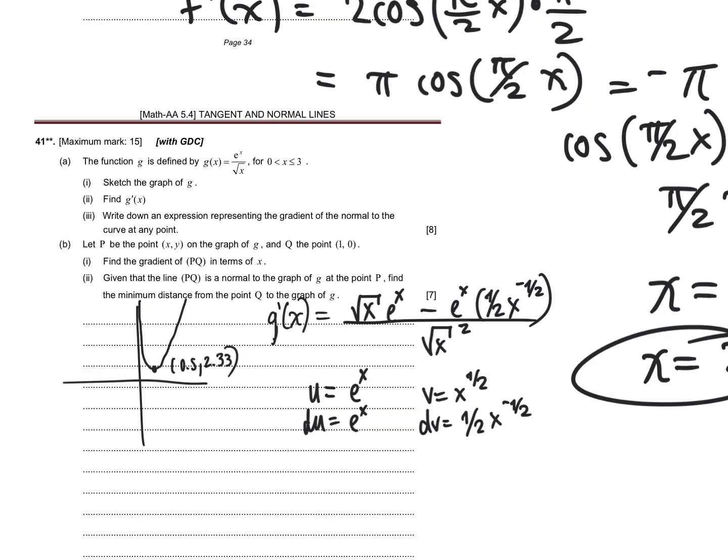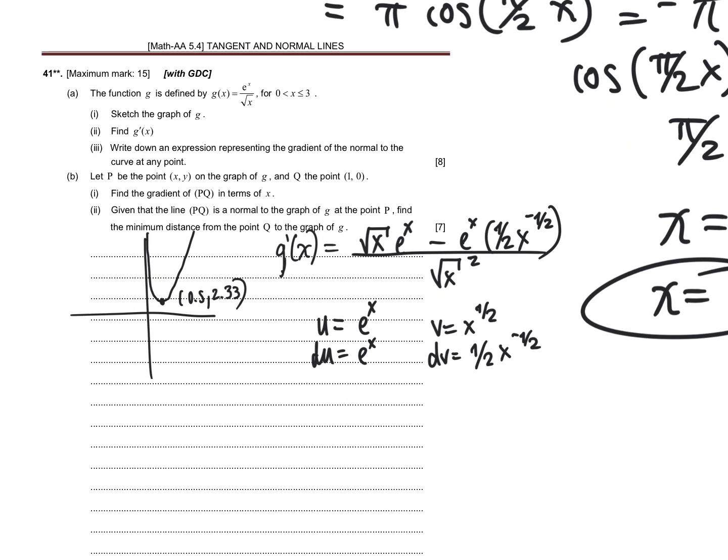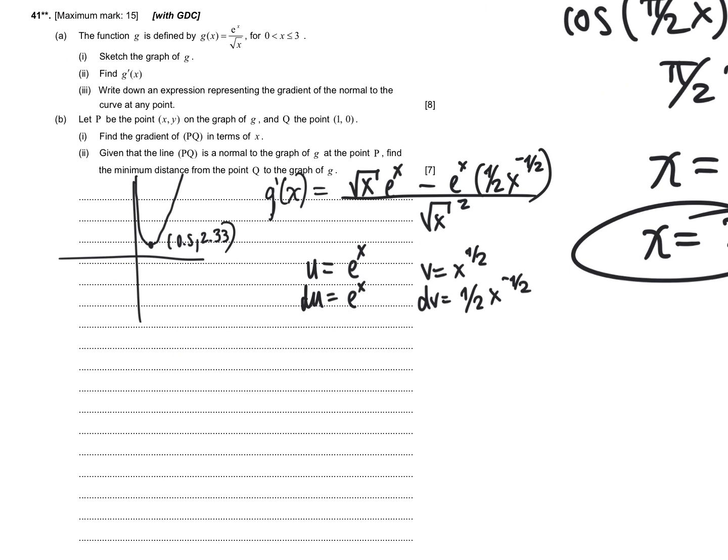Write down an expression representing the gradient of the normal. So if that's the derivative, the normal is going to be negative, flip it. So root x squared is that. And then I'm just going to write it nicer because I can. Minus e to the x over 2 square root of x.